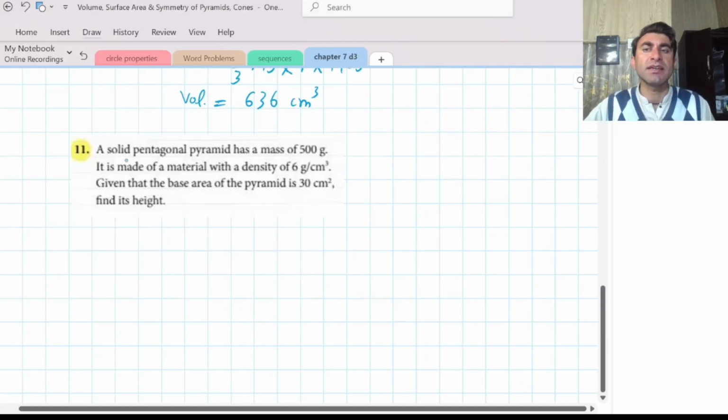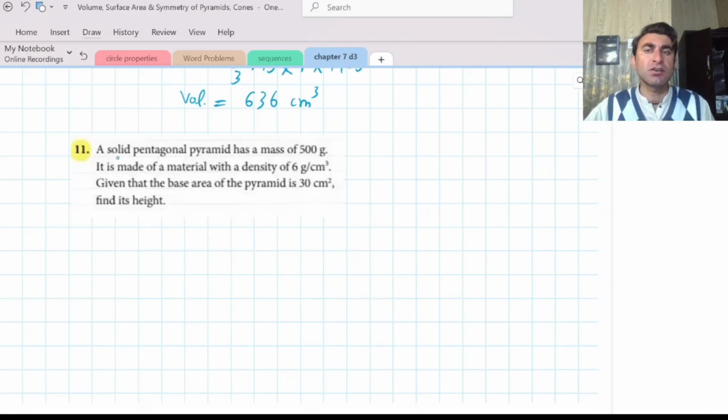Now question 11 states that a solid pentagonal pyramid has a mass of 500 grams. It is made of a material with a density of 6 grams per centimeter cube. Given that the base area of the pyramid is 30 centimeter square, find its height. So as we know, we can use the volume for the height. We can say that volume equals 1 upon 3 times base area times height.